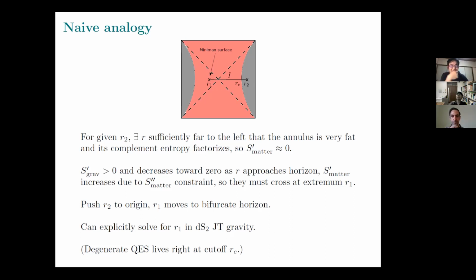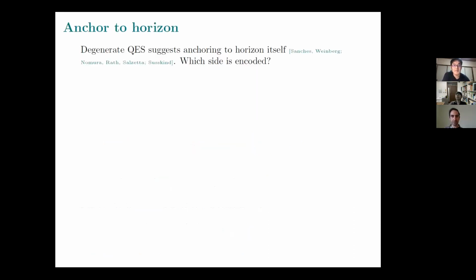Okay. Yeah. All right, so let me switch gears now and think about anchoring extremal surfaces to the horizon. This degenerate QES I was talking about suggests anchoring extremal surfaces to the horizon itself. This is something that has been explored by various people, mostly the group of people at Berkeley. There, more general holographic screens are important and absorbed in people's thinking about the problem. And so people have tried to anchor surfaces to the horizon, including these people. And of course, more recently, Lenny Susskind also tried to do it in a slightly different way.